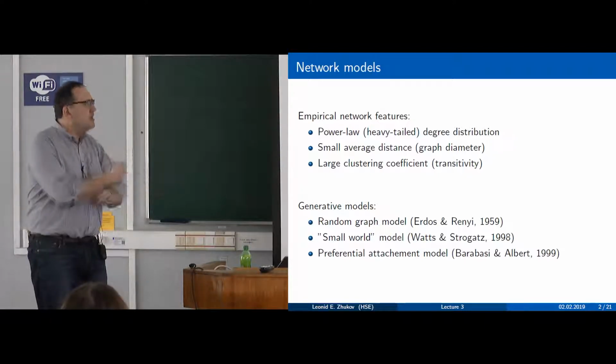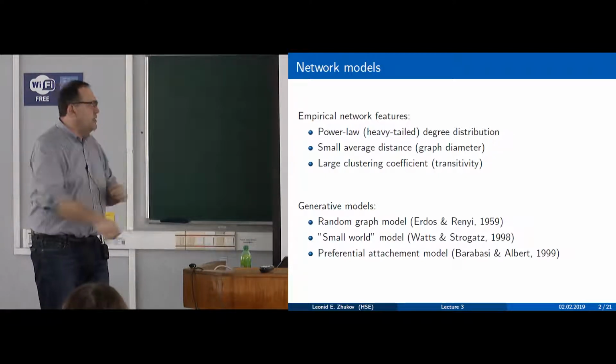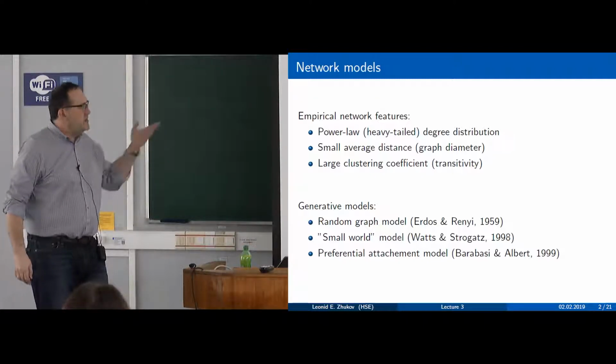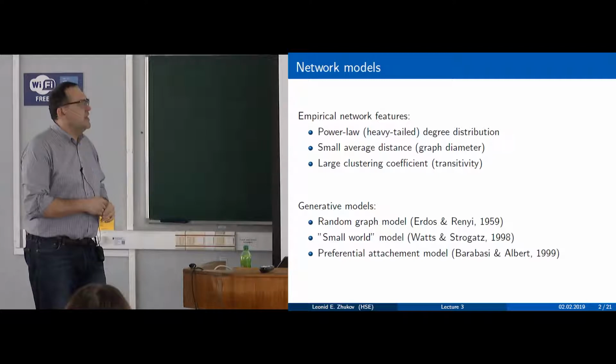So we're going to look into three different classes of models. The first one is the random graph model. And in fact, this is sort of the oldest model, going back to 1959, proposed by Erdős-Rényi.